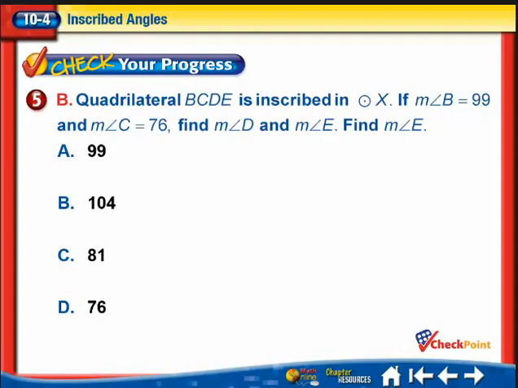Okay, you do this one. Pause, draw it out on your paper, solve for E. Correct answer is 104. Hope you got it right. If not, ask me about it tomorrow. Okay, that's it.